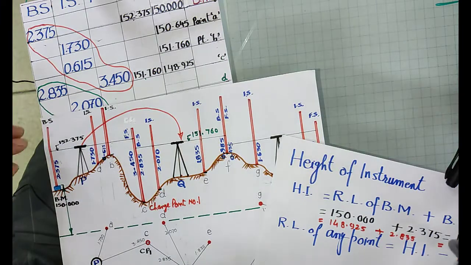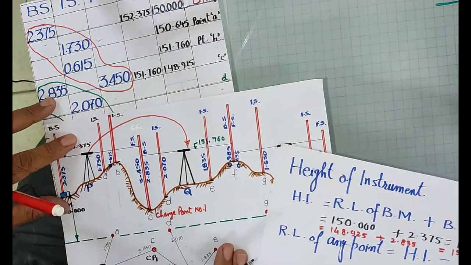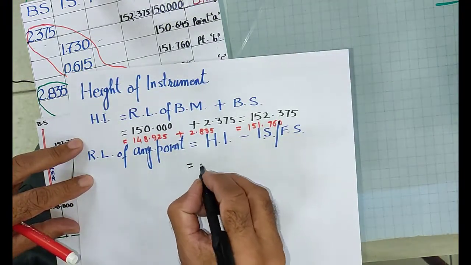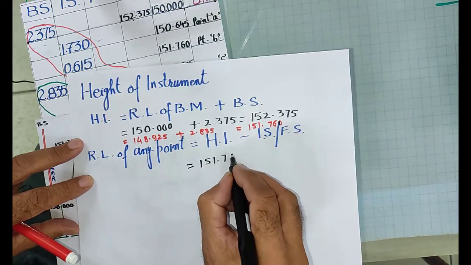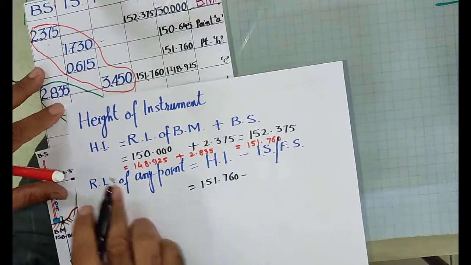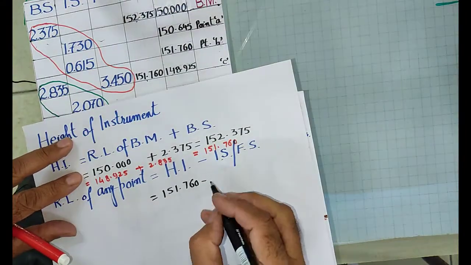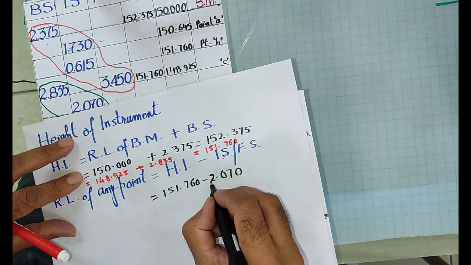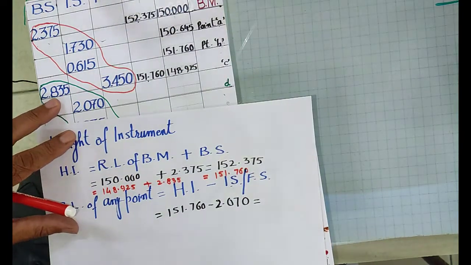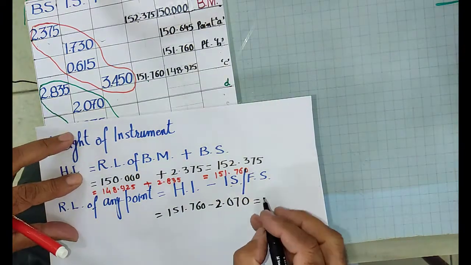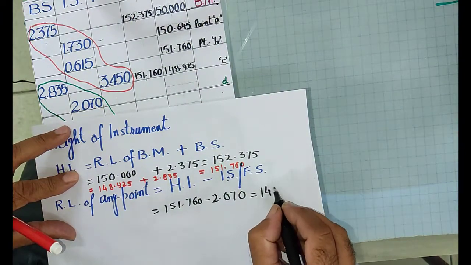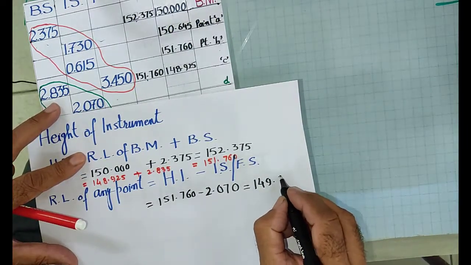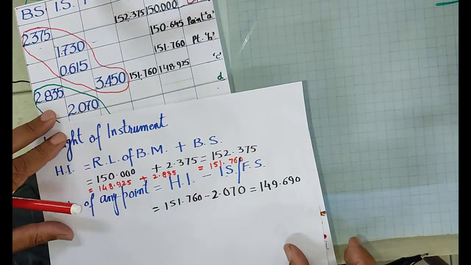For this I can take 151.76 over here. Now the new height of instrument is 151.760. You deduct from this 2.070. So this comes to be the RL of point D as 149.690. So this is the RL of this point.